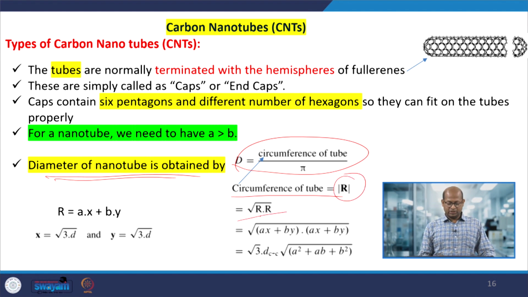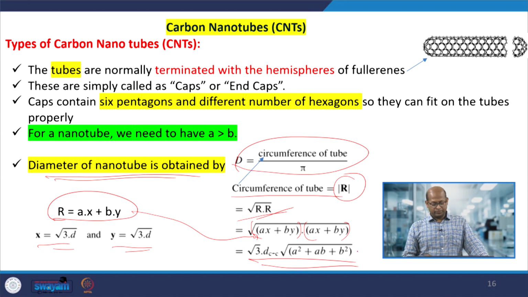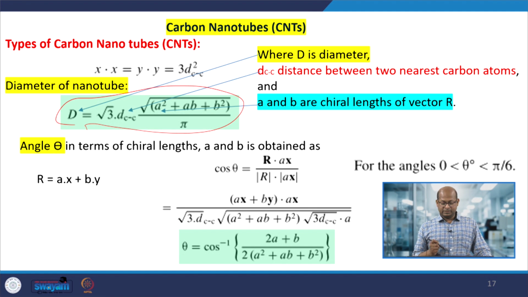So, that we can express this way, and here r equals this. We can substitute this here, where x equals this and y equals this. So, if we know a, b and the carbon to carbon distance, then we can find out the diameter of the tubes. This formula we can use to find the diameter of the carbon nanotubes, and also the angles I mentioned. Those angles also we can find out by using this.